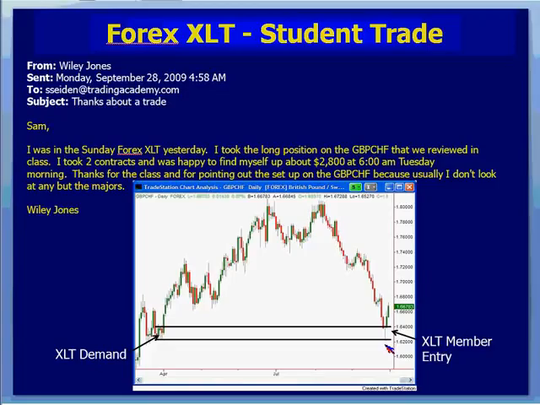Okay, and the trade worked out very well for Wiley Jones and others in the group. Today, I'm going to show you exactly how we arrived at this opportunity and others. Okay, let's go back to the chart so we can do that. I wanted to show you a before and after there. Okay, so let's take a look.